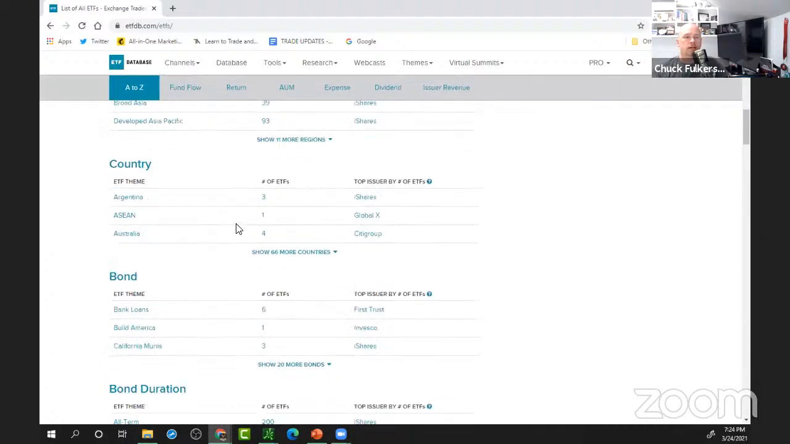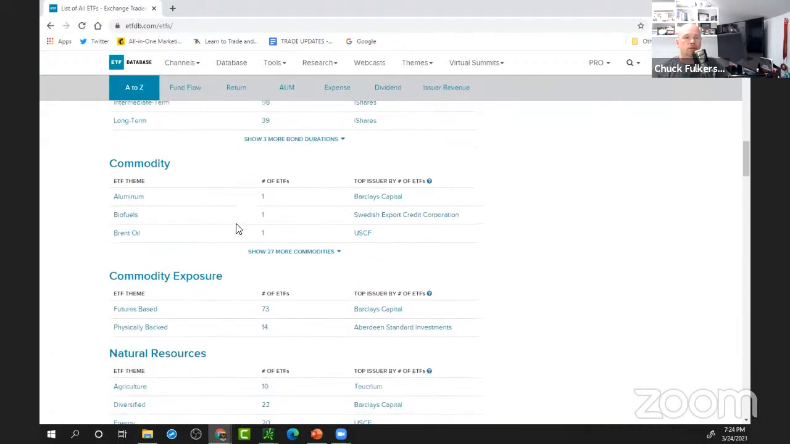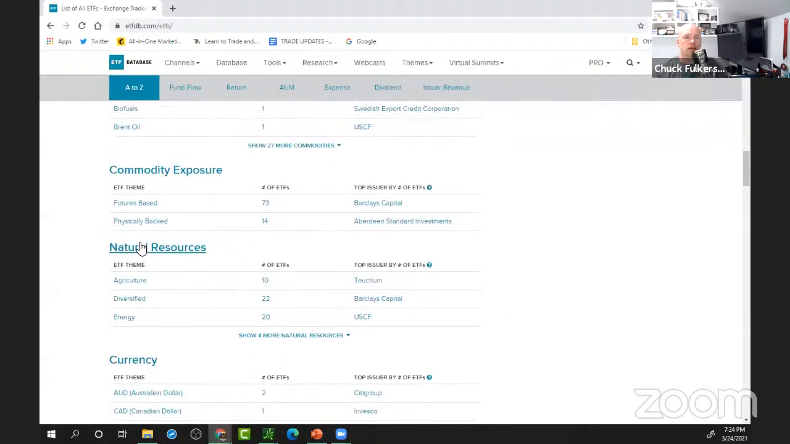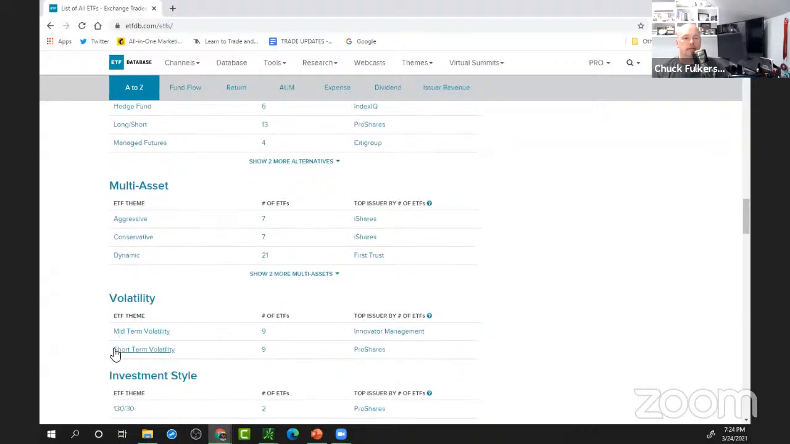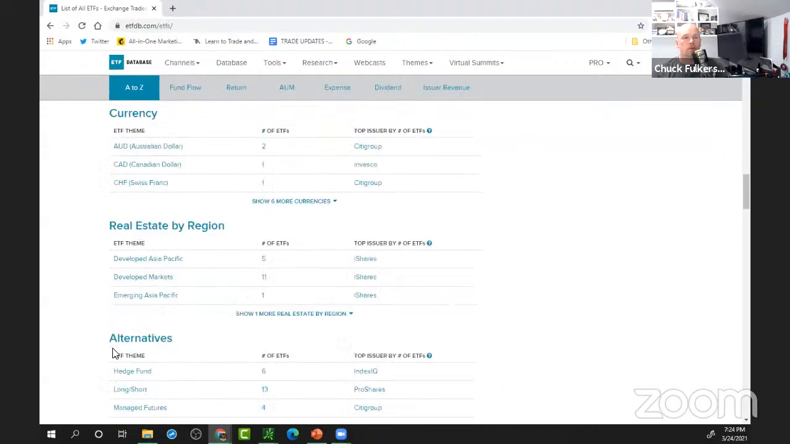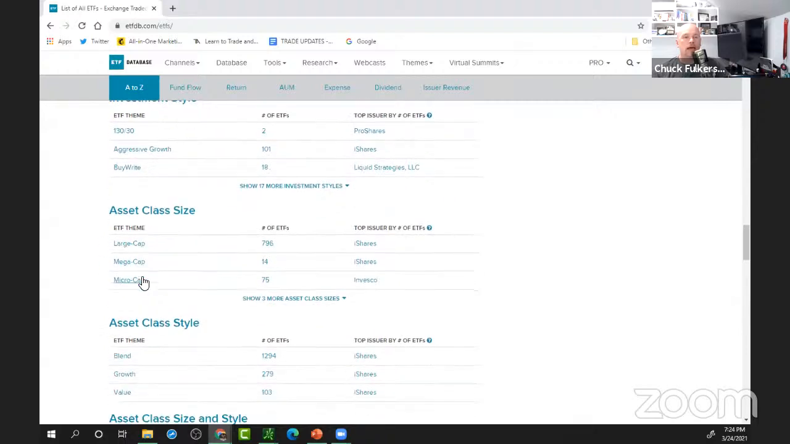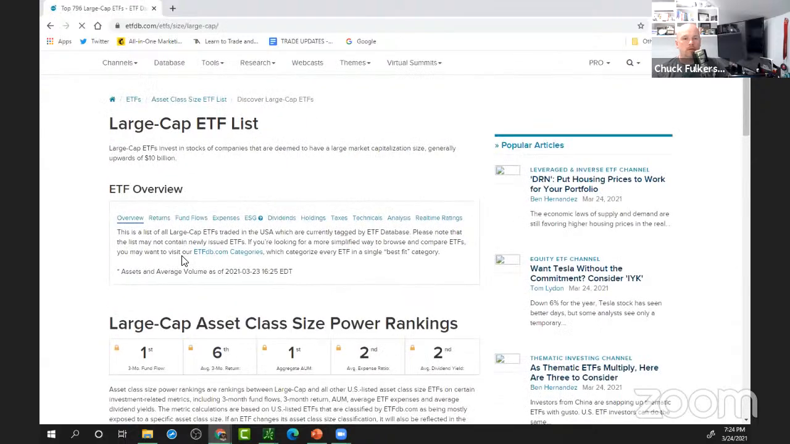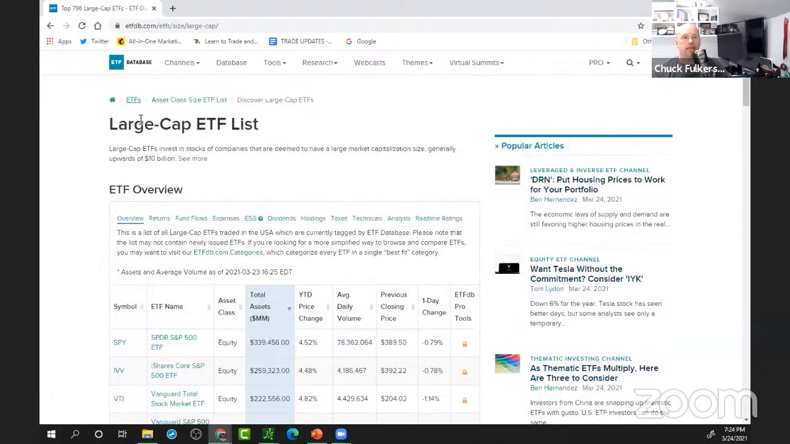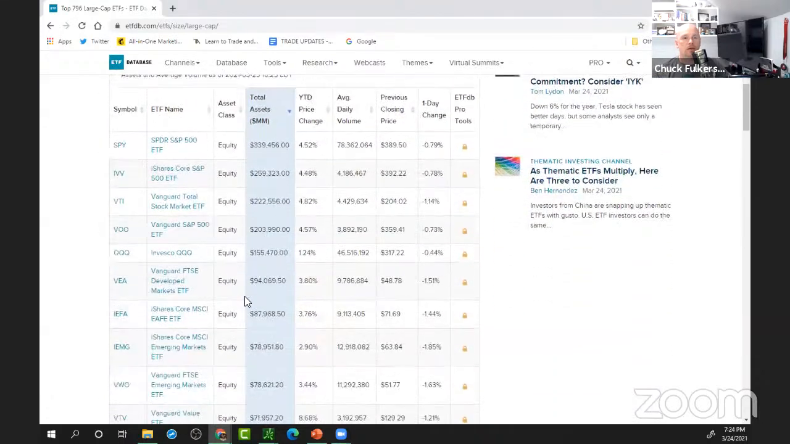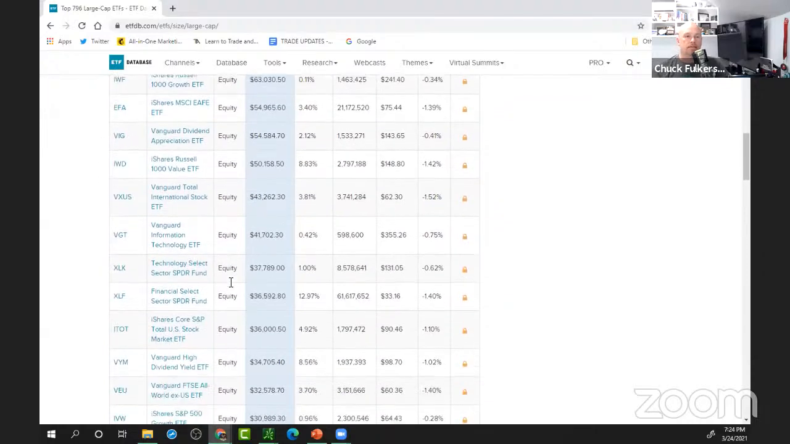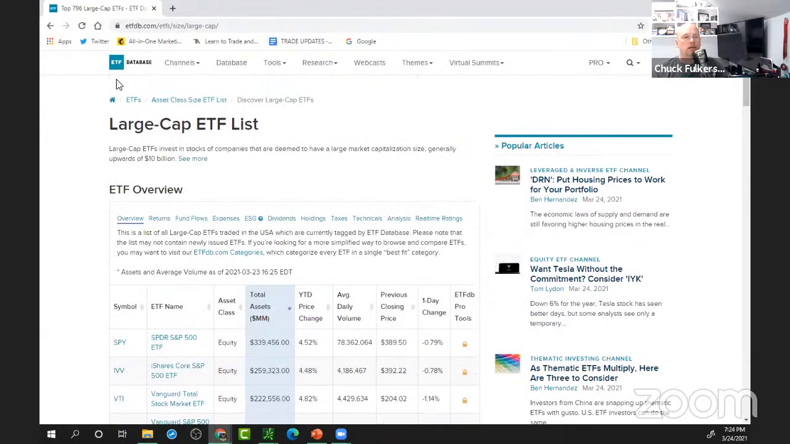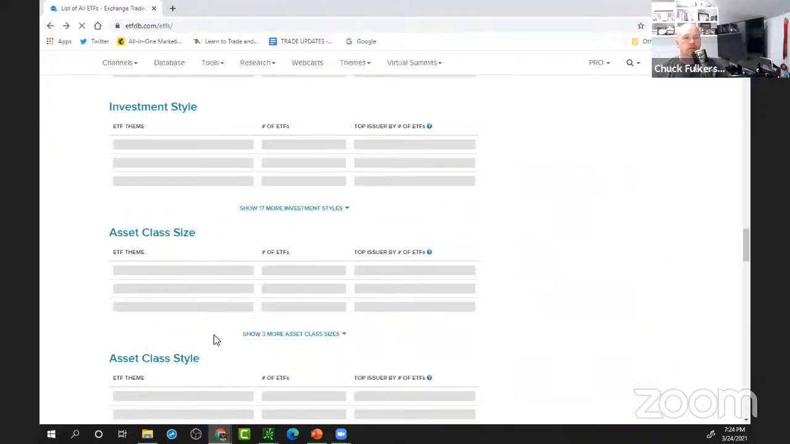But if I come here and I just take a look, there are different categories: commodity exposure, natural resources, currency, alternatives, multi-asset, all the different ones. Well, let's go take a look at large cap assets, right? So I've got large cap assets that I have in here. So I could certainly play the ETFs themselves, or I think there's actually one just for inverse.